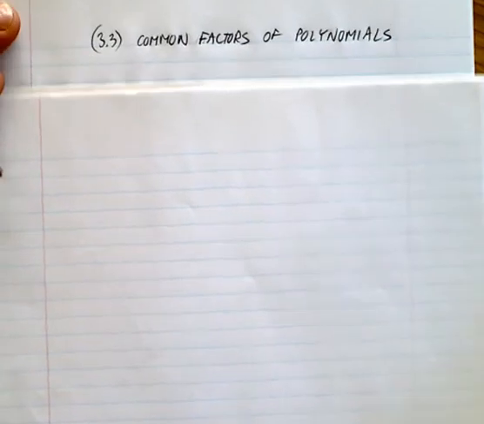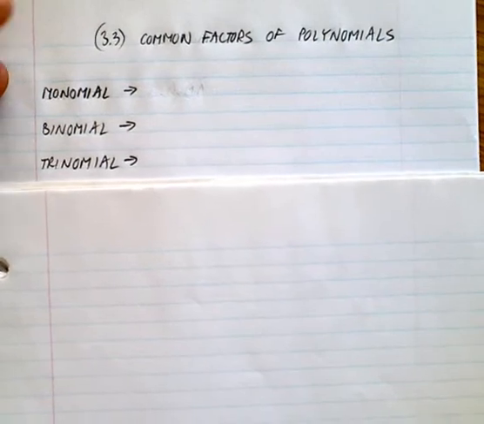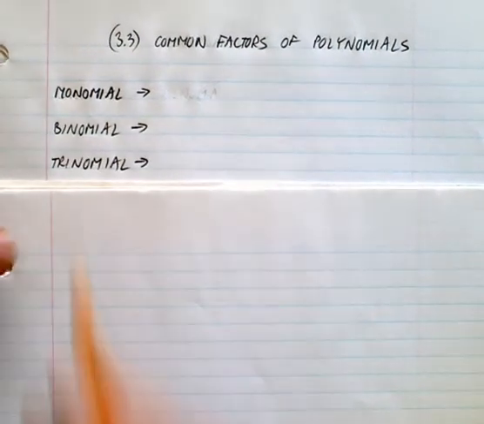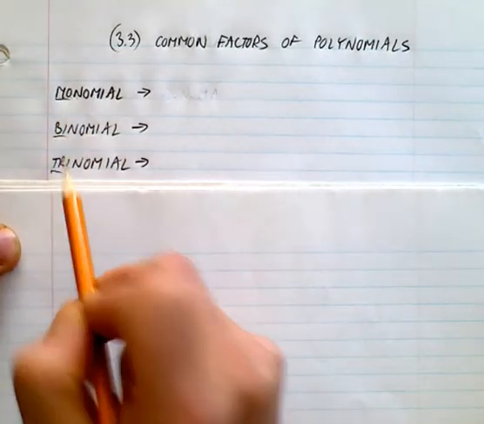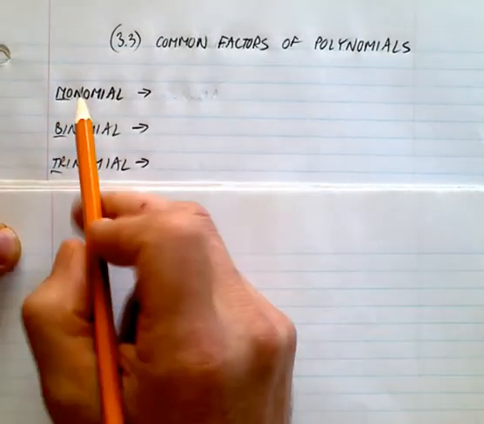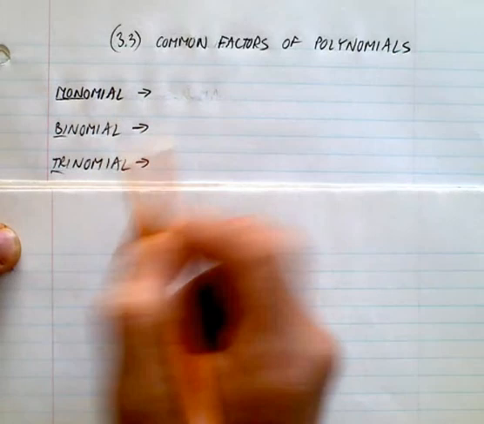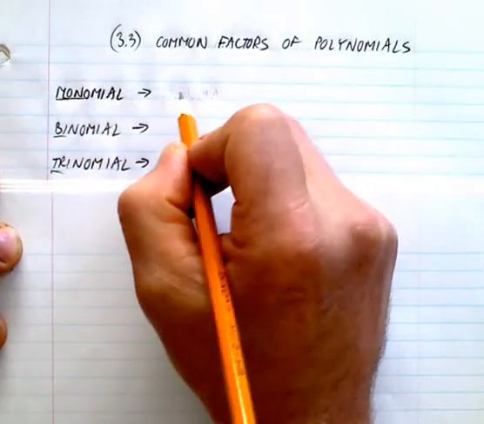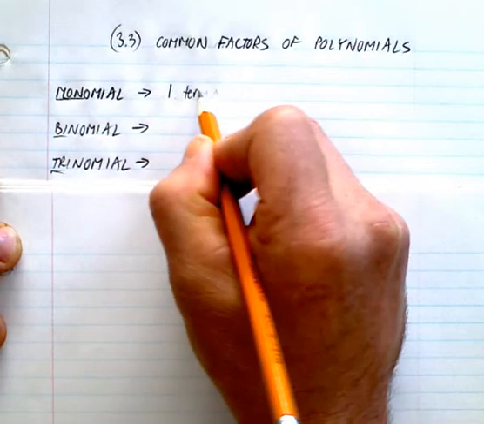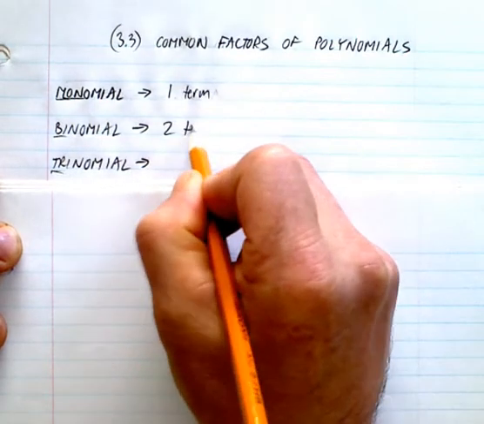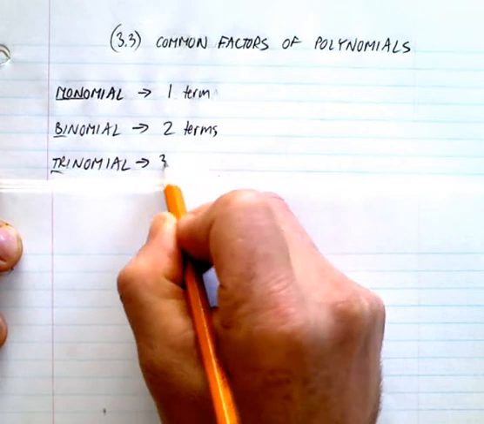So you may have heard of these three terms before, okay? A monomial, a binomial, a trinomial. And what we're looking at primarily is the prefix here. Mono, bi, and tri. What we're looking at here is, this is one term, okay? This is two terms, and this is three terms.